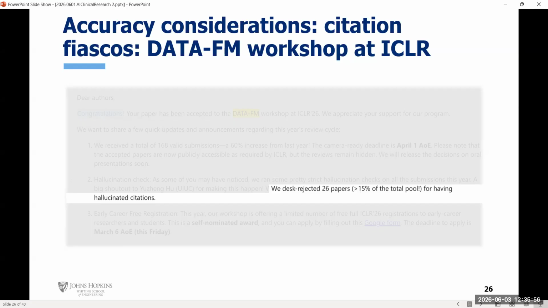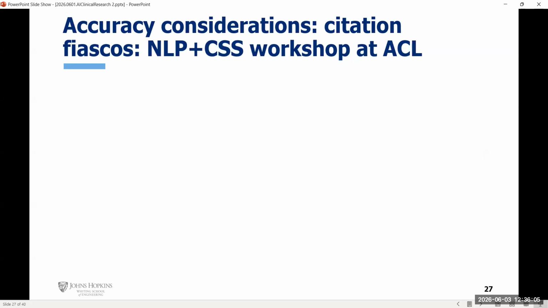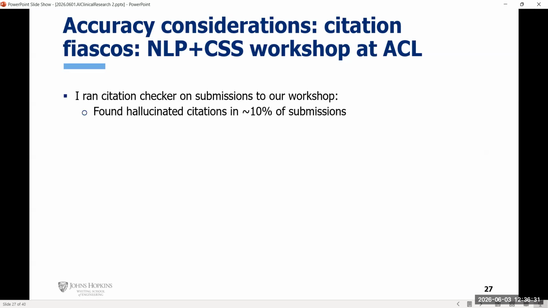At the time that we got the email from this workshop, I was in the process of reviewing submissions to the workshop that I was organizing, which is a workshop on natural language processing and computational social science. Inspired by this email, I realized that we had to do hallucination citation checks on our own papers, and I felt very strongly about this. We don't want papers in our proceedings that are citing content that's not real. We want to maintain standards of what our workshop considers publishable. So I ran a citation checker on submissions to our workshop. I found hallucinated citations in about 10% of submissions.